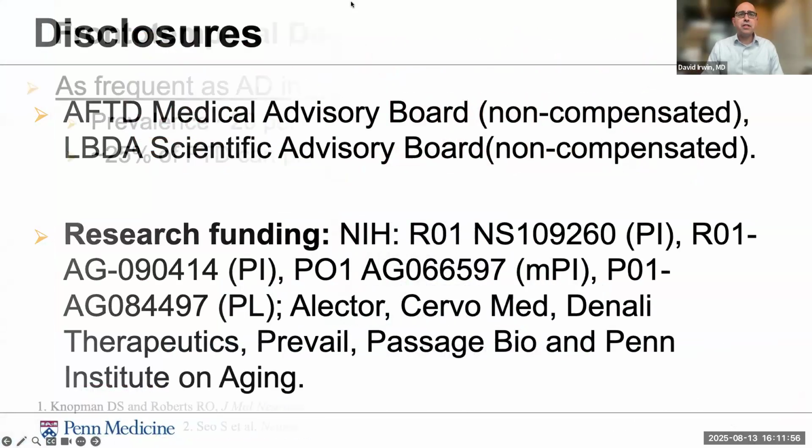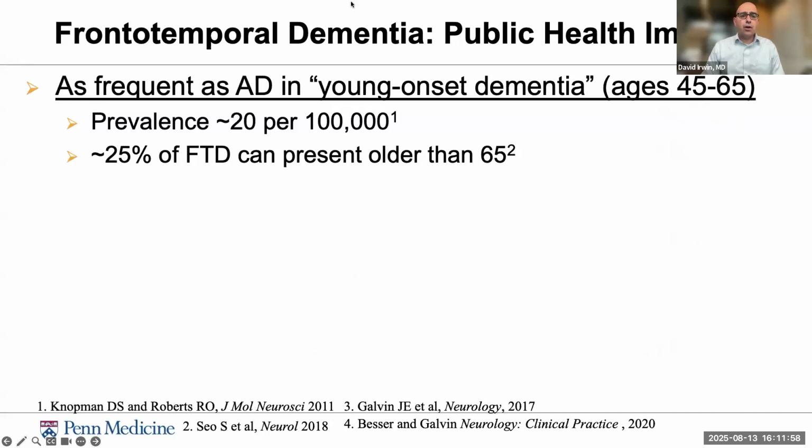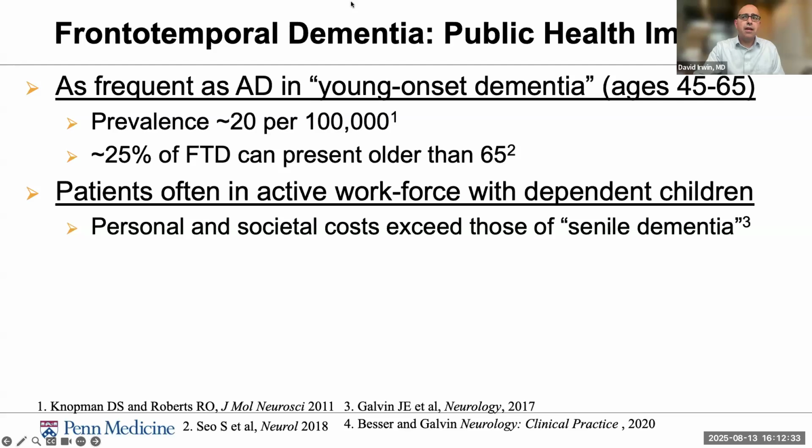These are my disclosures. And to start, to echo the data and presentation by Esther, FTD has an important public health impact. While it can be perceived as a less common or rare diagnosis, it really is not. It's more common than previously thought as we learn more about the disease, and particularly in the younger age range where it's as common as Alzheimer's disease. But not exclusively. Up to a quarter of patients with FTD can present over the age of 65.